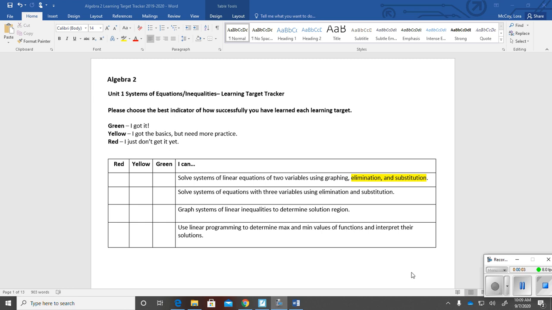Algebra 2. Today our learning target is learning how to solve systems of linear equations containing two variables using the process of elimination and substitution. I can solve a system of linear equations of two variables using elimination and substitution.